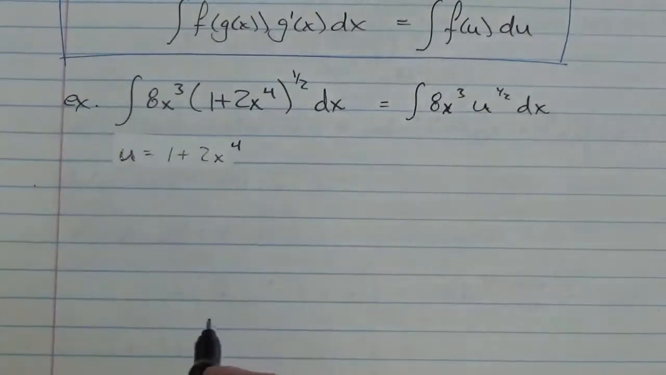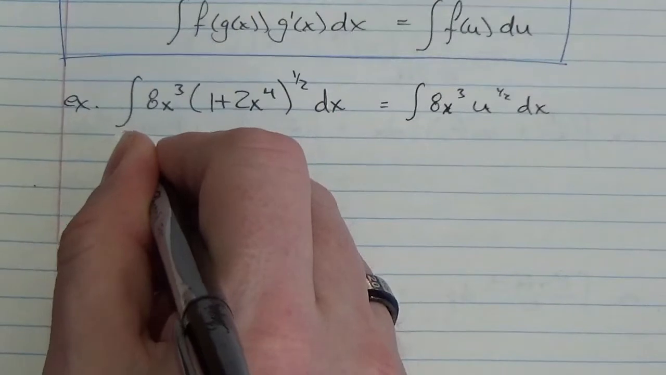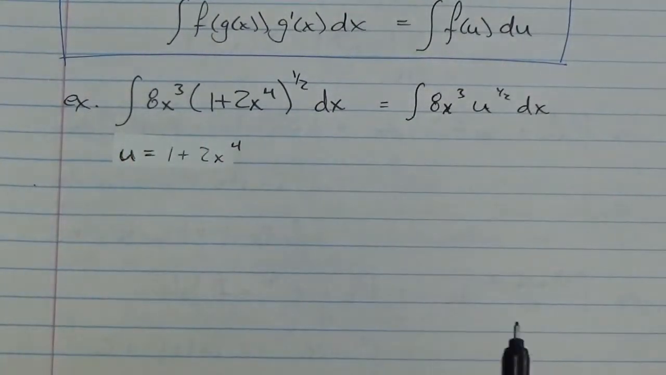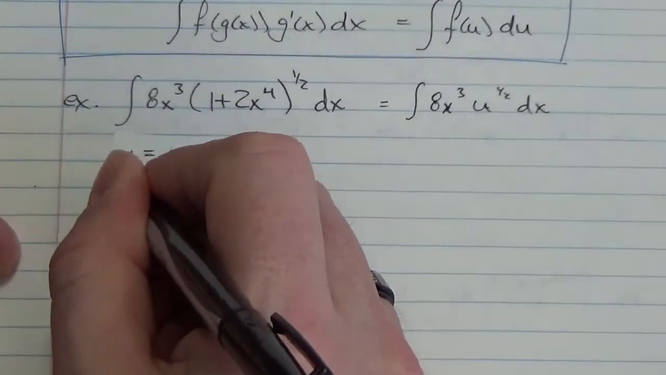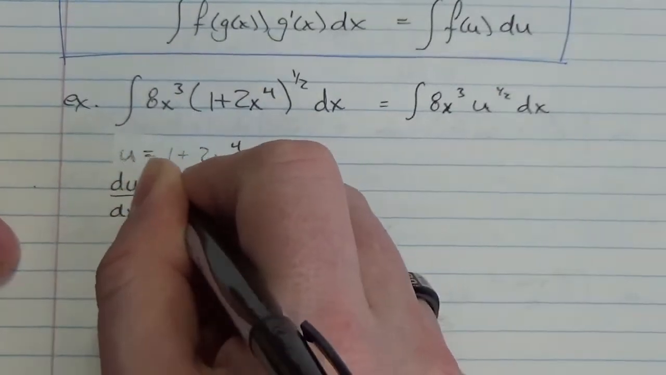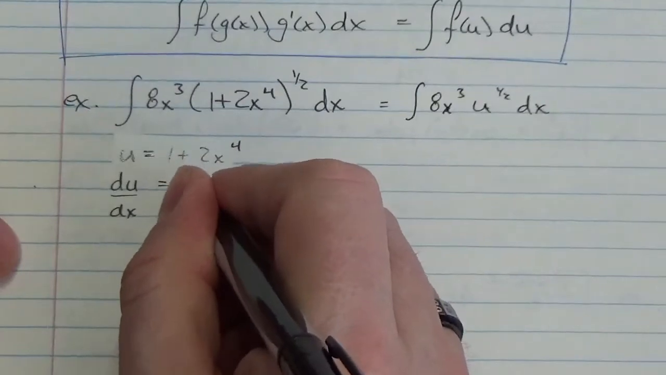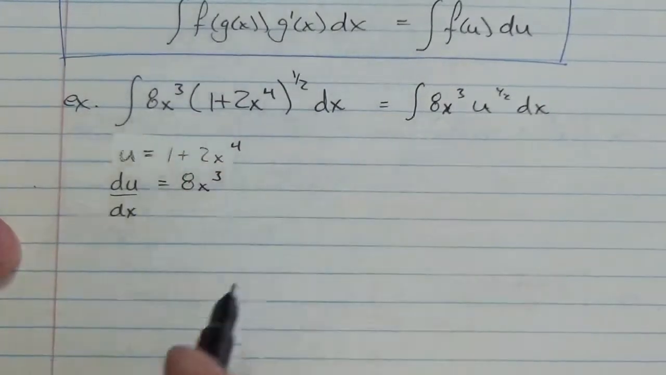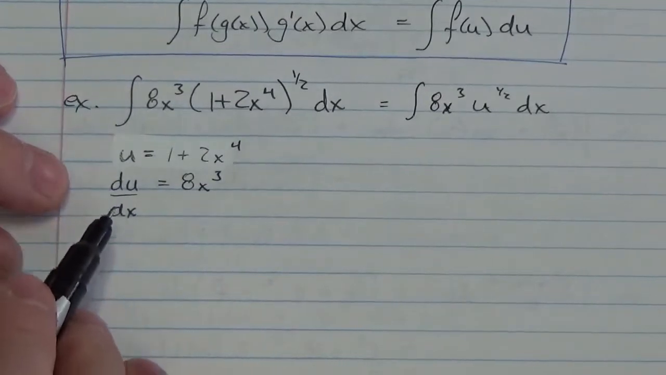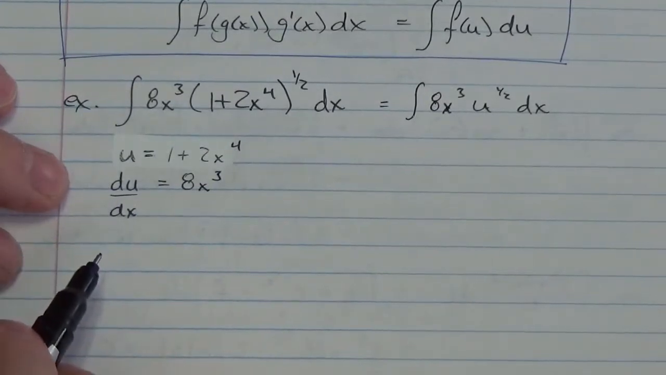Now, throughout these videos I've used a lot of the prime to indicate derivatives. This is one of those places where we might actually want to go back to the Leibniz notation. When I take the derivative, du by dx is equal to 8x cubed. The reason Leibniz notation is so useful here is because it gives me these differentials.